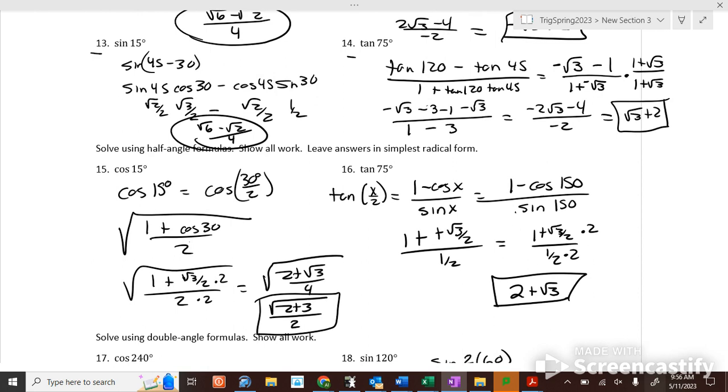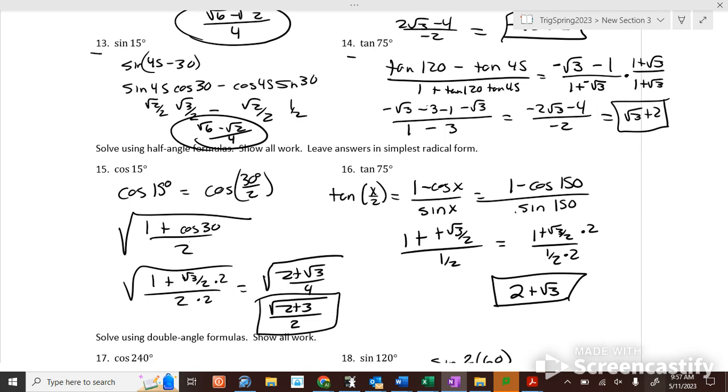Tangent of 75 is, a lot of you probably took 30 plus 45. And you can do it that way, but you get complex fractions. So if you take 120 minus 45, then you don't have complex fractions. Okay? So tangent of 120 minus the tangent of 45 over 1 plus tangent of 120 tangent of 45. That works as well. Because the tangent of 120 is negative square root of 3.